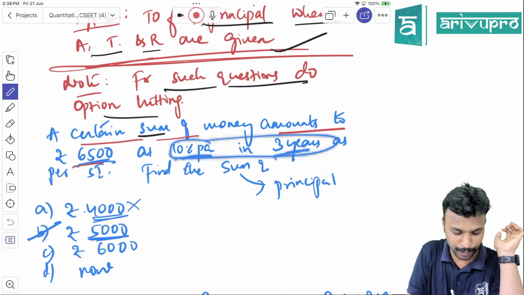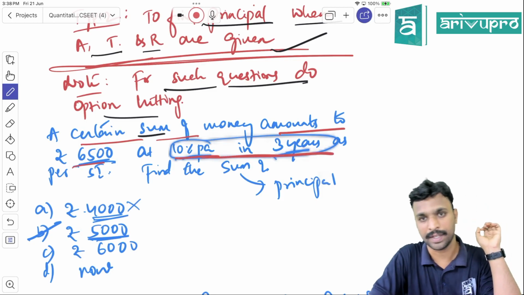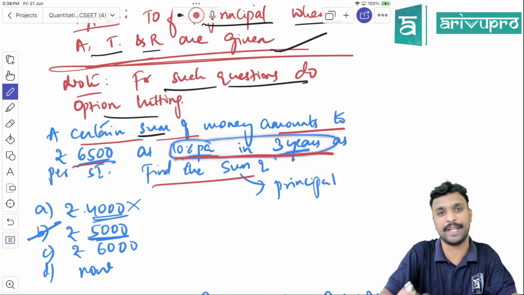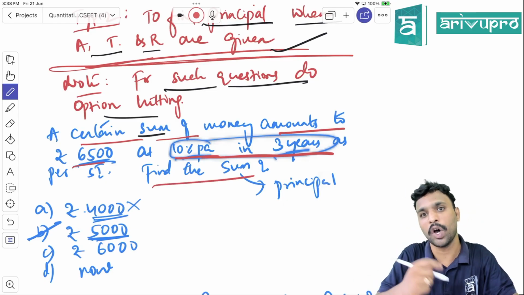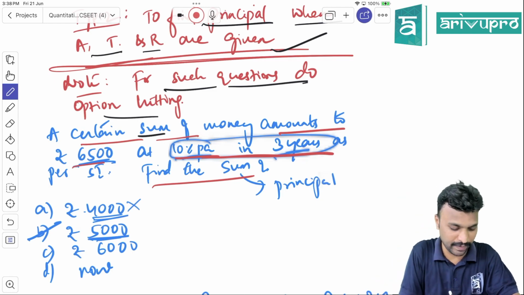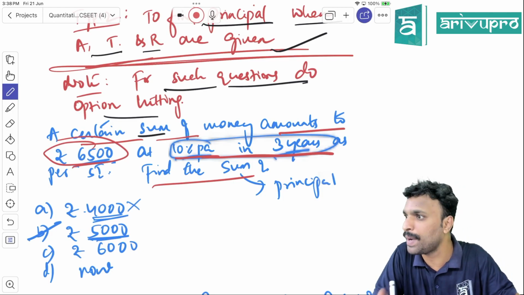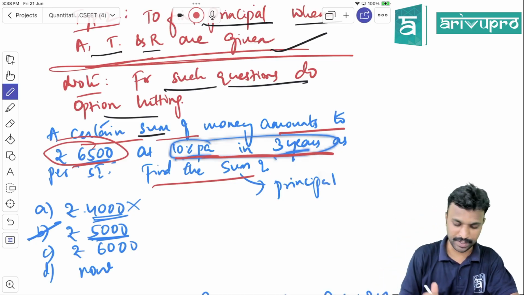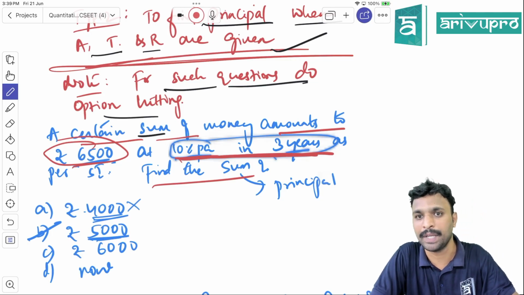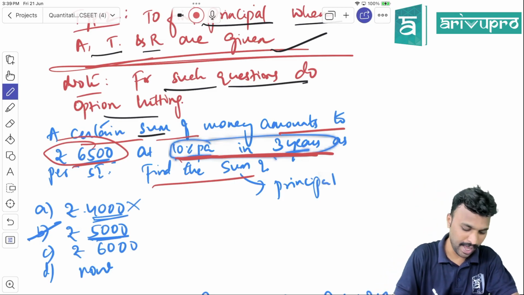It amounts to rupees 6,500 at 10% per annum in 3 years. So what is the principal? It is not given. That is what we need to find. Where is the principal? In the options. Using the principal in the option, you have to arrive at the amount of 6,500. What is amount? Principal plus SI. First of all, time into rate: 3 into 10%, 30%. So 30% on the principal we have to compute. Where is the principal? In the options.